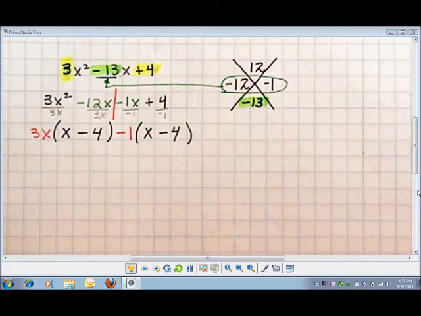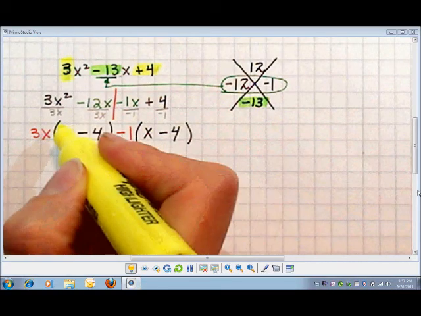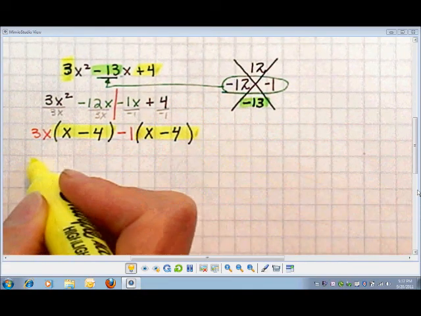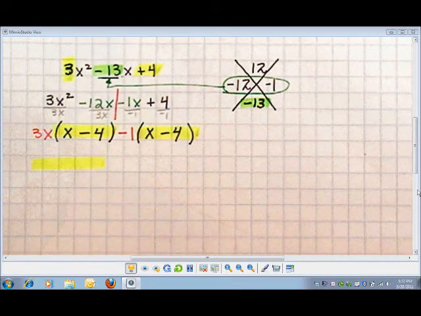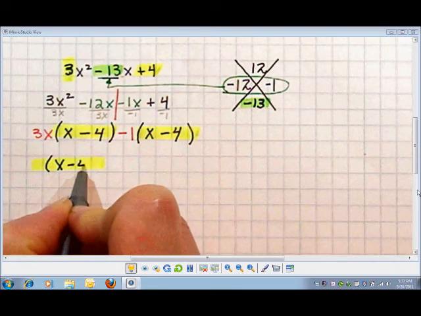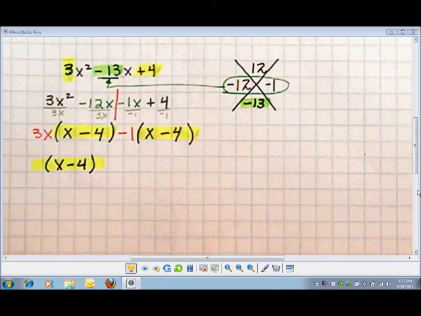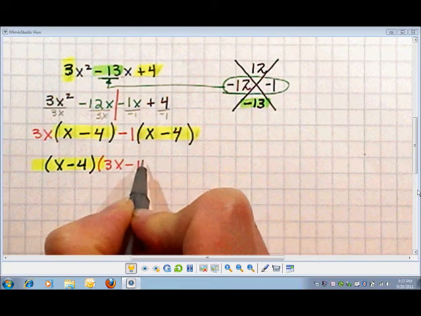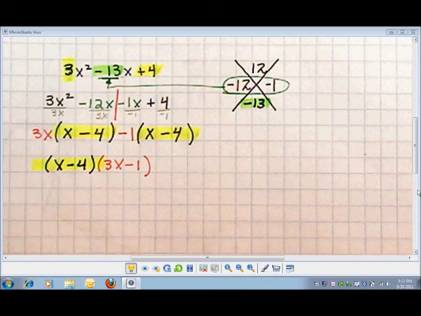So once again, notice we have a common binomial that can be factored out. So I factor out that common binomial, which is x minus 4, and what I have left is 3x minus 1. So I have just factored 3x squared minus 13x plus 4. And the factors are x minus 4 times 3x minus 1.